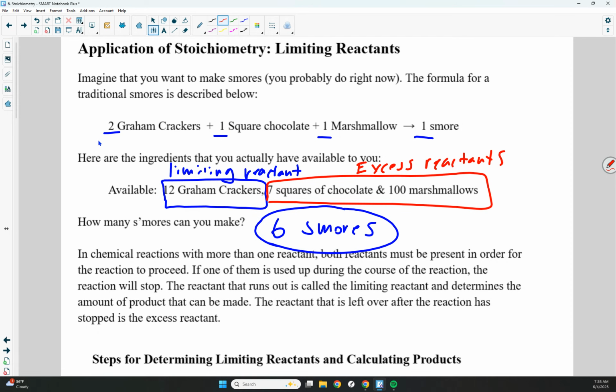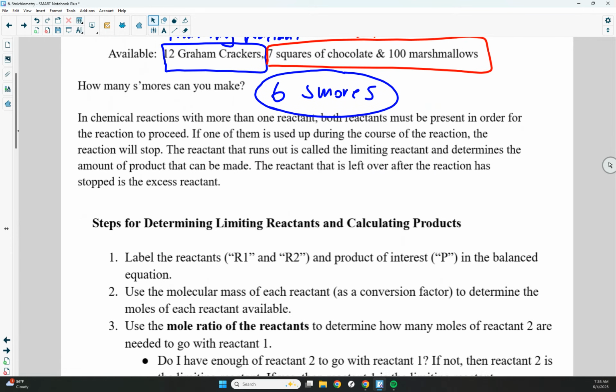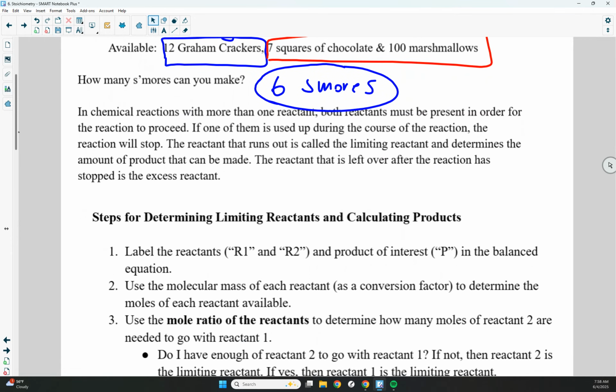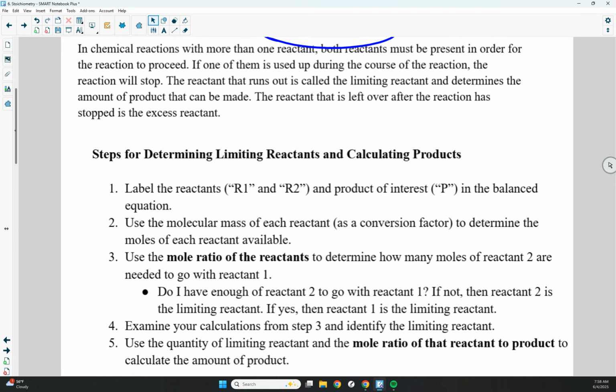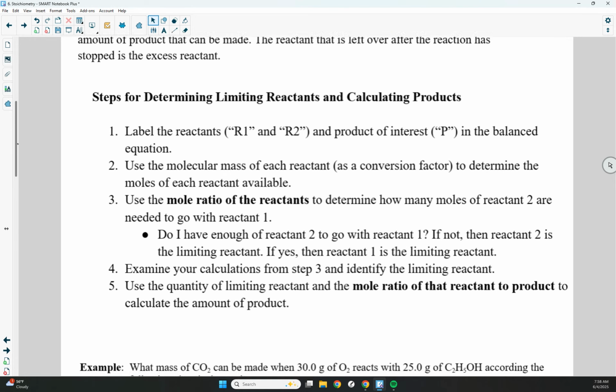Again, if we were just looking at marshmallows, we could make 100 s'mores with that many marshmallows, and we could make 7 s'mores with that much chocolate. But we only have 12 graham crackers available to us, so that limits us to 6. So, limiting reactant, we have 1 in this case, and then we have excess reactants. So, let's move into the actual chemistry here, but keep kind of going back in your head to that example with s'mores, because that introduces the basic concepts.